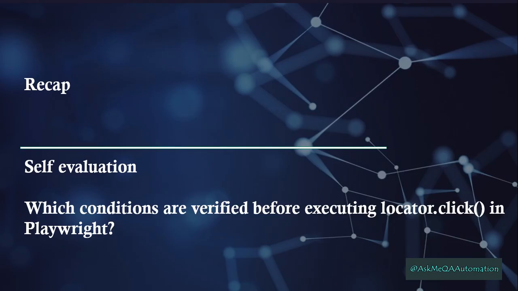Before we start, let's recap what we have learned in the previous video. In the previous video, we explored Playwright's auto-waiting feature with a clear walkthrough using a sample program. And today's self-evaluation question is, which conditions are verified before executing locator.click() in Playwright? Please answer in the comment box. If you haven't watched my previous video, please go and watch it to get to know the answer.